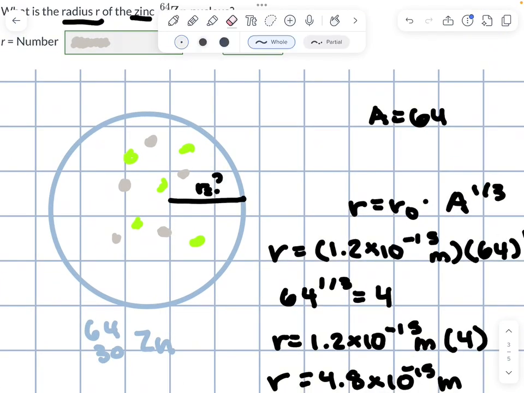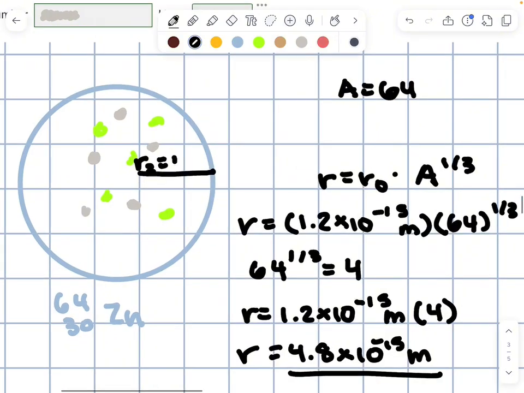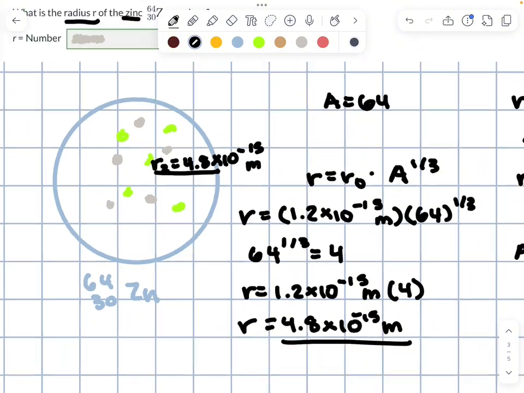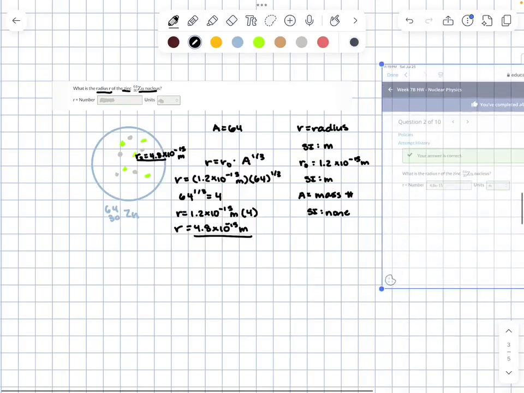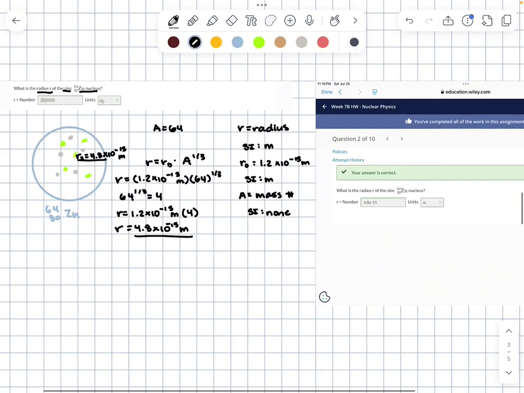So then we can write it onto our image here. R is going to equal 4.8 times 10 to the negative 15th meters. And let's go ahead and check that. And that's correct.